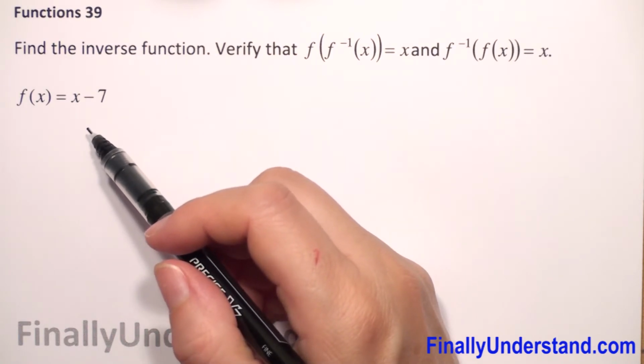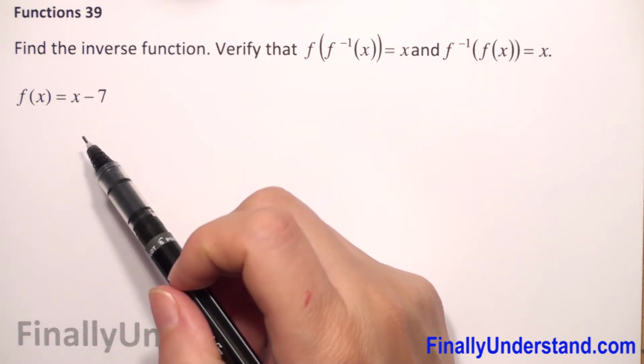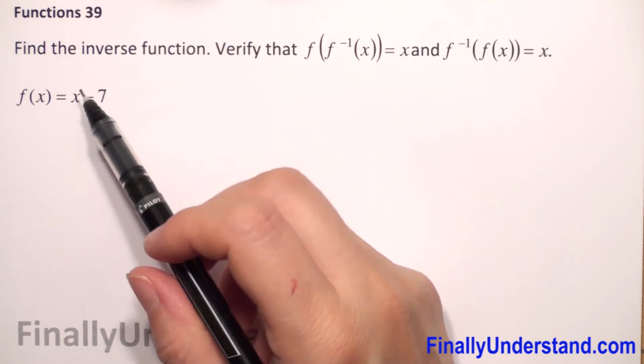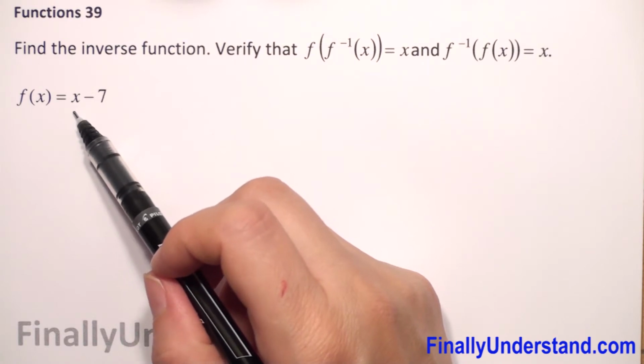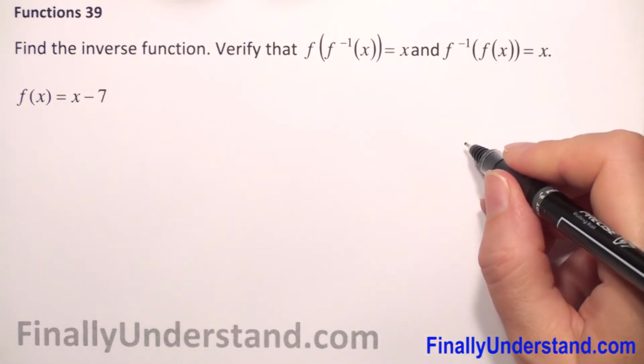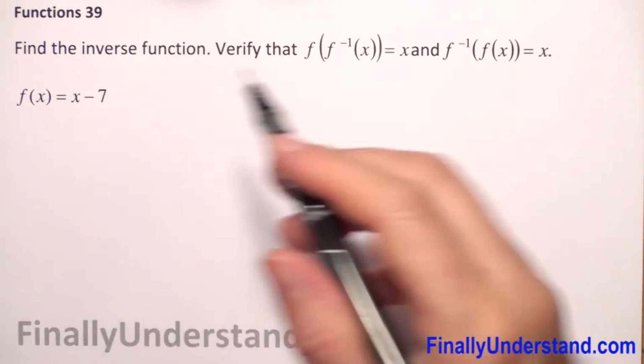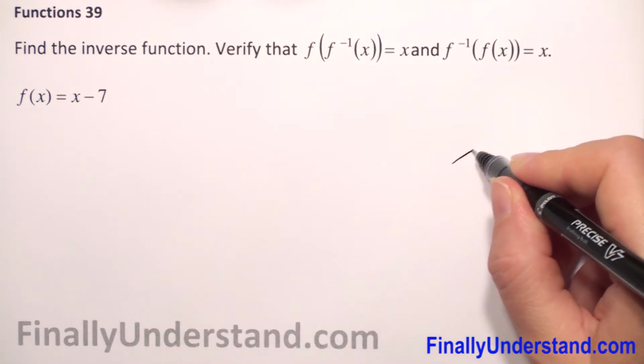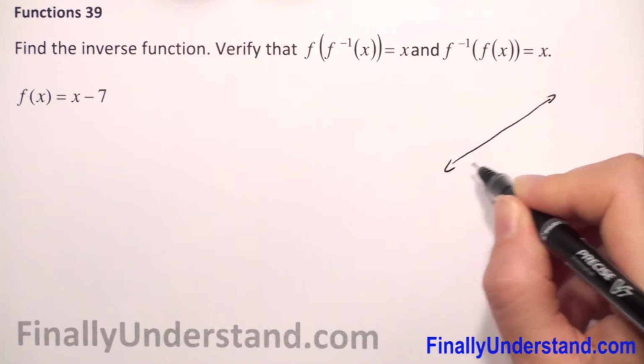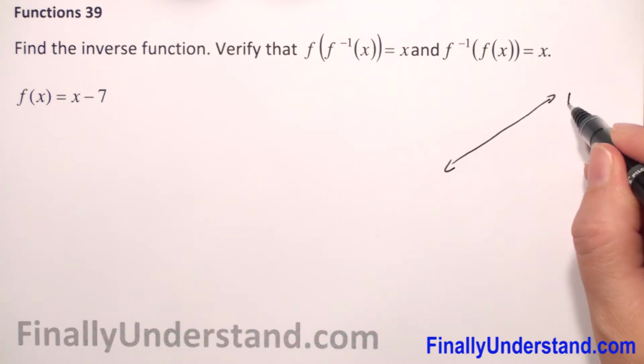How do we check if this function is 1 to 1? We can always do the horizontal line test. This function is a linear function, x minus 7, so the coefficient before x is positive, so it's something like this. This is our function f.